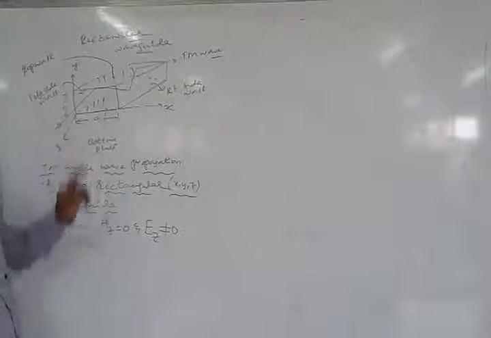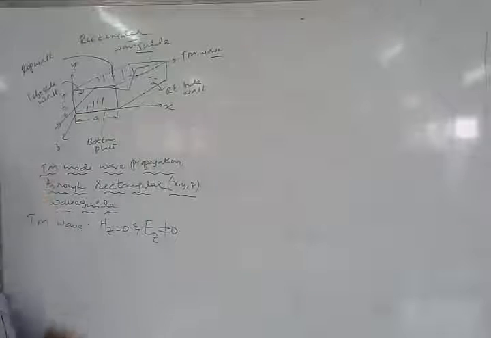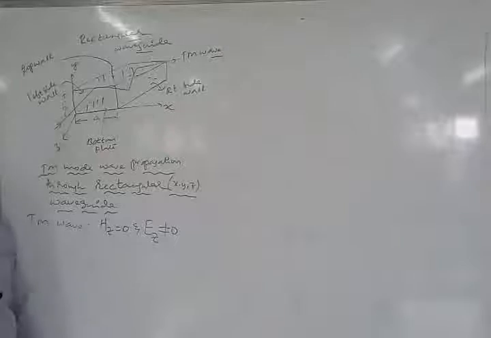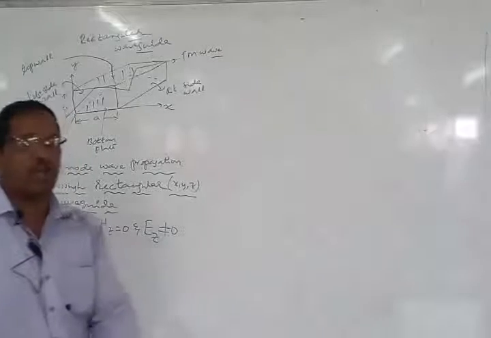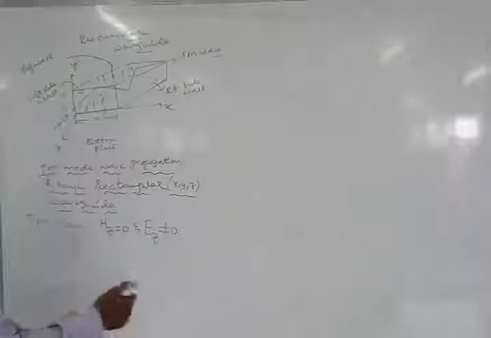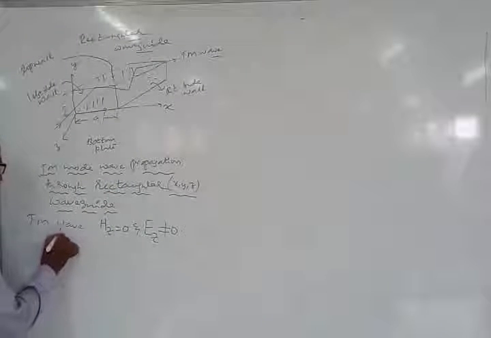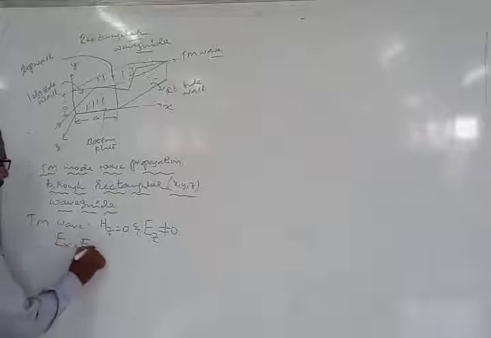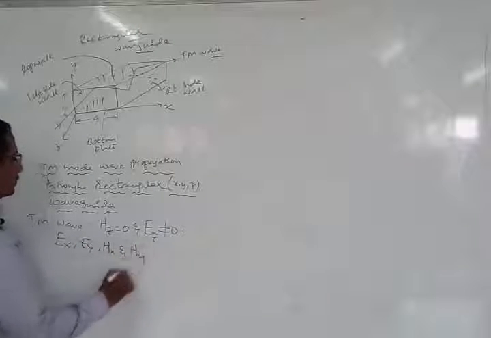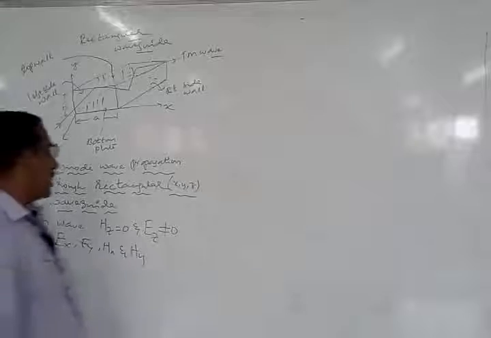What is the wave we are considering now? The wave we are considering is a TM mode wave. So we have to find out the TM mode wave equations propagating through a rectangular waveguide. At last, what we have to find out are the expressions for Ex, Ey, Hx and Hy. So these are the equations which we have to find out at last.